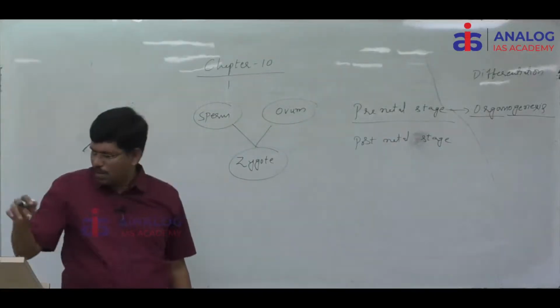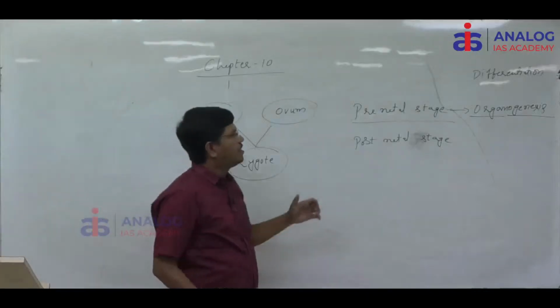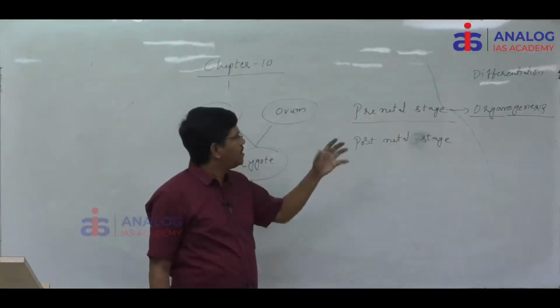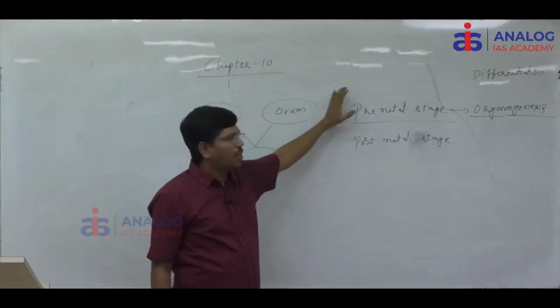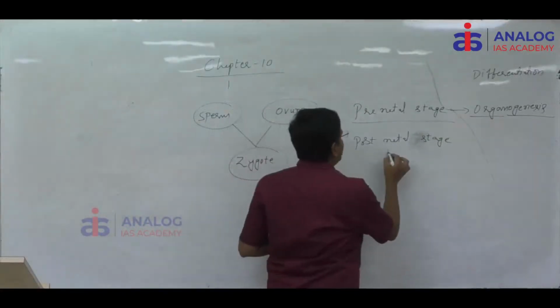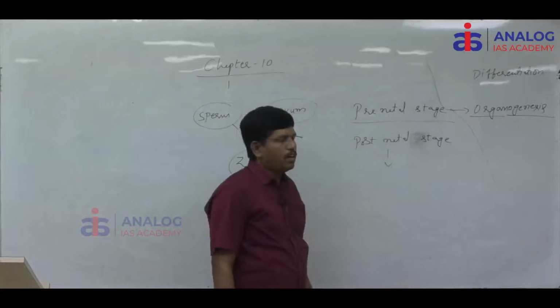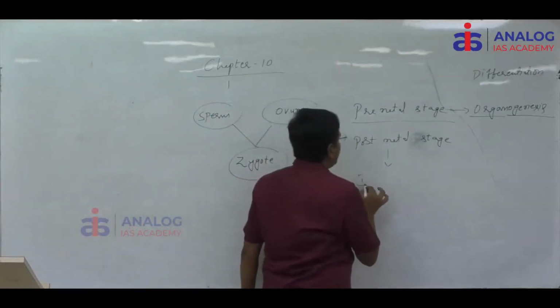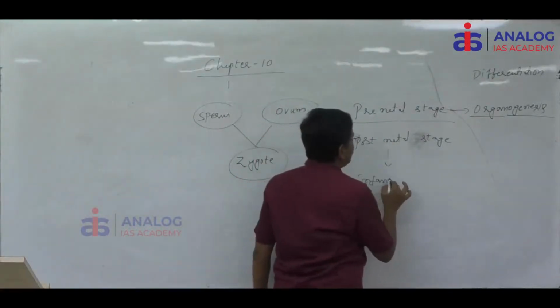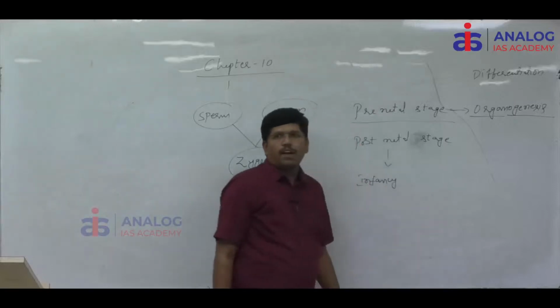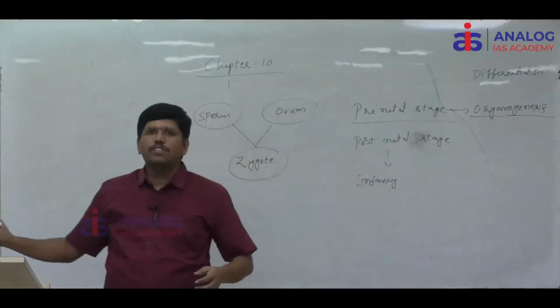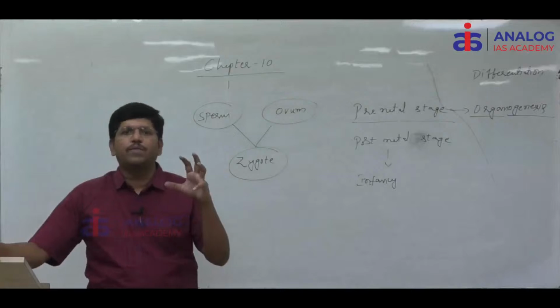Remember. So these are the important events with respect to the prenatal stage. With respect to postnatal stage, first infancy and childhood. The first 1 year of life is called infancy, and we come to sexual maturity at the age of around 10 years.